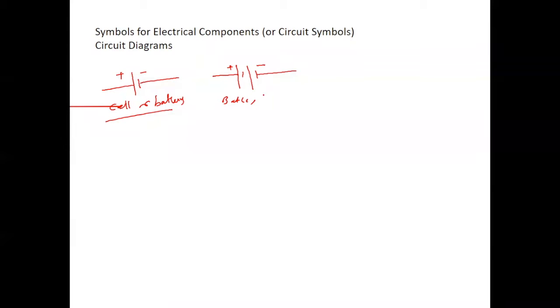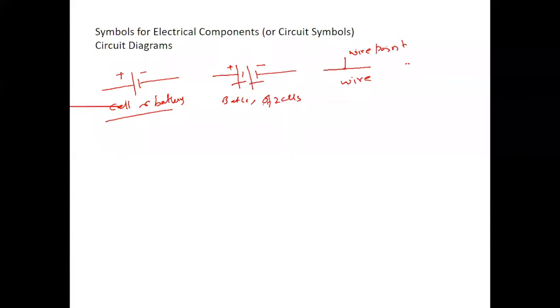Now, so this is a battery of two cells. Why two cells? This is one cell and this is another cell. So there are two cells. Okay. And if it is connected like this, so this is a wire. And if in this point, then this is a wire point. Okay.